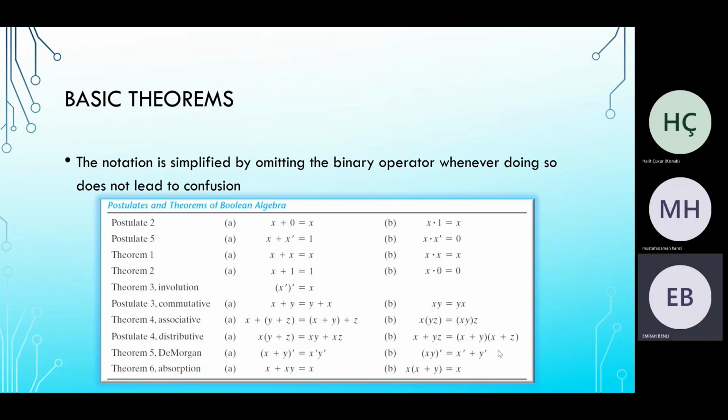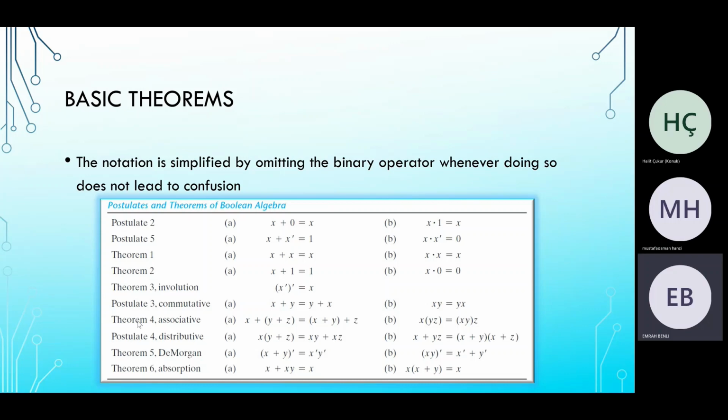So now we also have theorems. The theorems are: X or X will be X, X and X will be X, and another one is X or 1 will be 1, because if we have 1 on one side of the OR operator, anything we have here, the result will be 1, and X and 0 will be 0, and the complement of a number's complement will be the number itself.